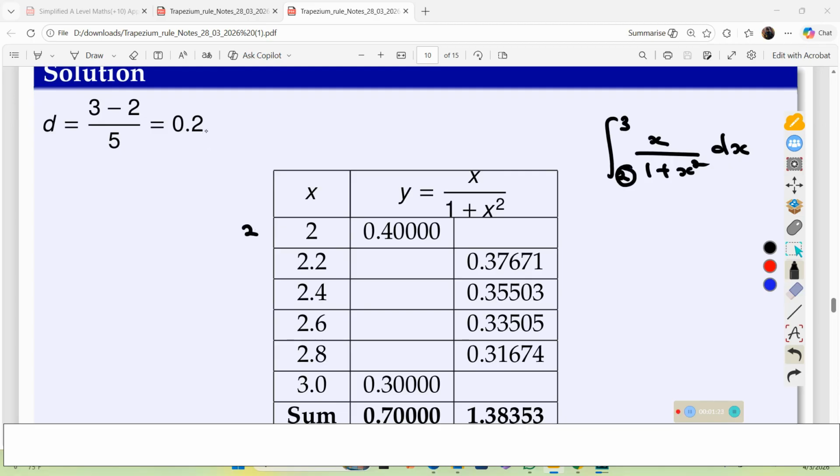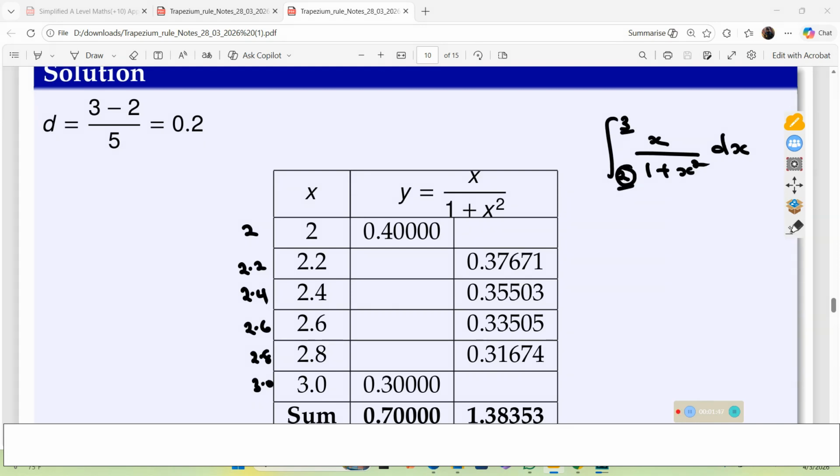Then on 2 you add 0.2 to get the next. Then on 2.2 add 0.2 to get the next value. On 2.4 add 0.2 to get 2.6. Keep adding to get 2.8. Then you add up to 3. So you begin from this, you stop up to this given point. So we shall be able to get that.